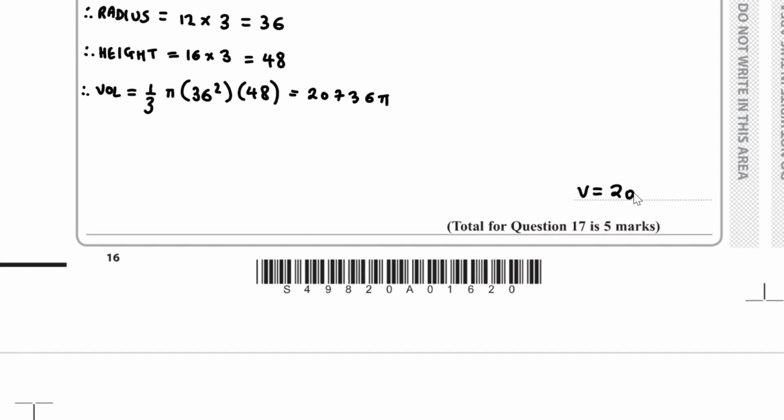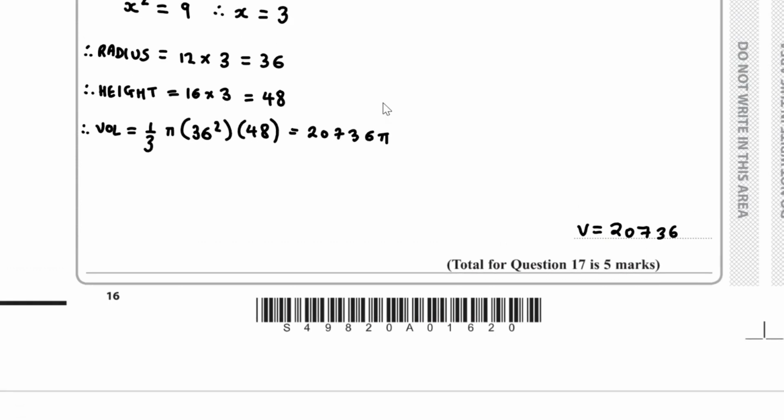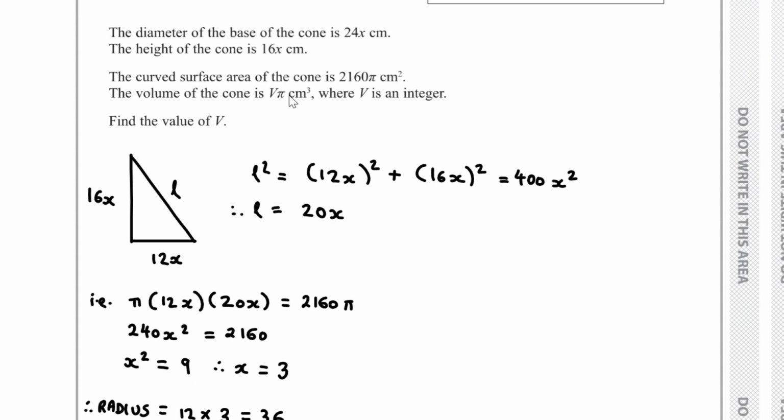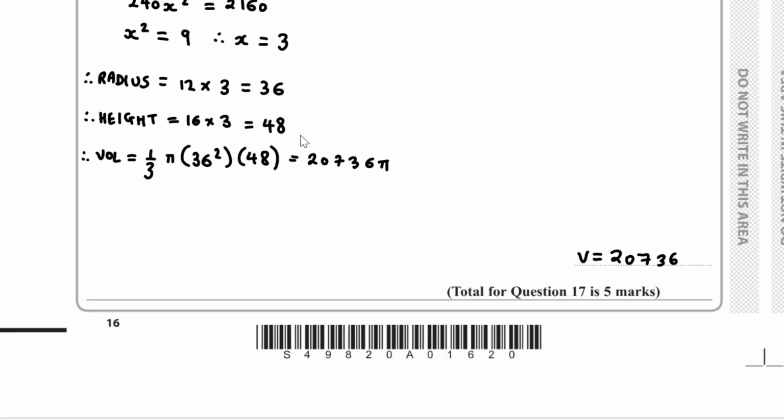Okay, so the value of V is 20736. We don't need to include the pi because we have here V pi centimeters cubed, and V is the number in front of the pi. Okay.